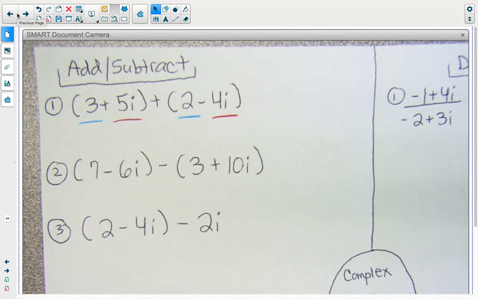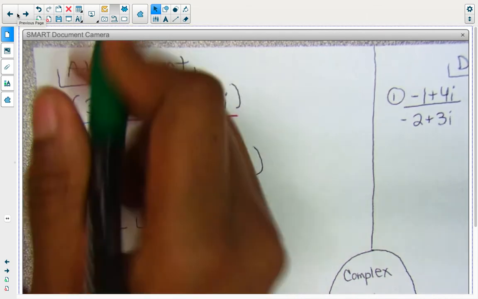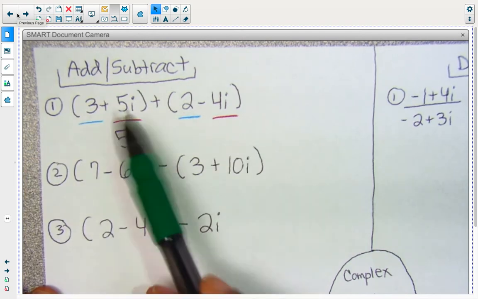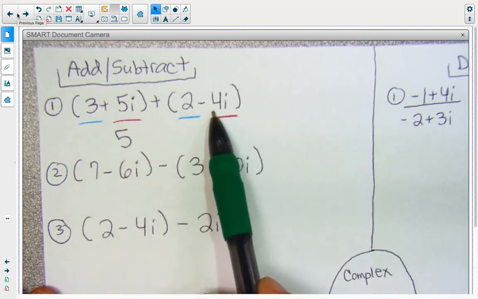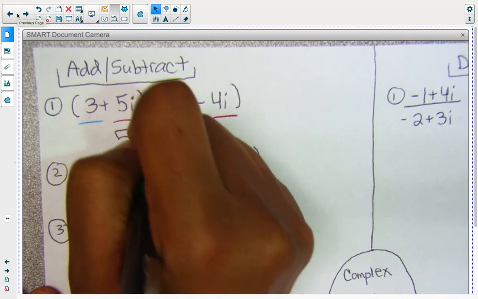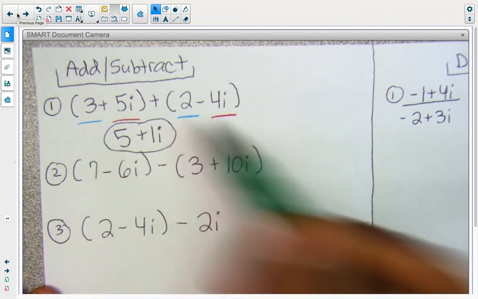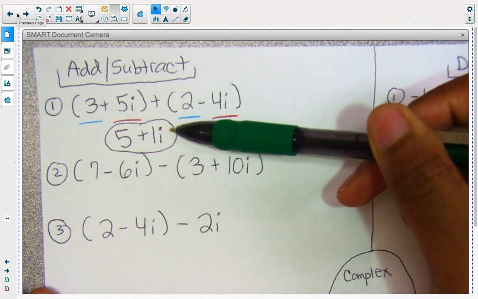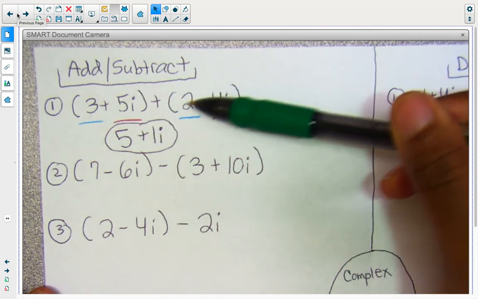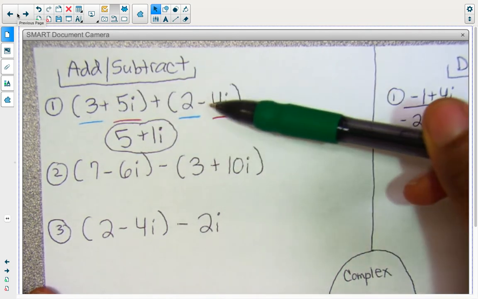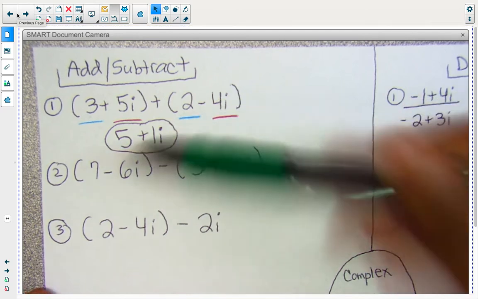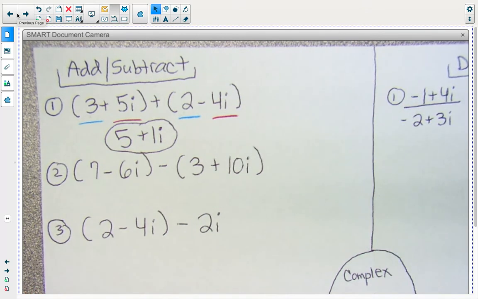How do I know it's imaginary? Because it's got an i to it. So 3 plus 2 is 5. And 5i plus -4i is 1i. You do not necessarily need the 1 in front of the i. I'm just writing it there in case you need it, but you don't need it. If you just want to put 5 plus i, we speak the same language. So 3 plus 2, boom, 5i minus 4i was 1i. Short and simple, to the point.